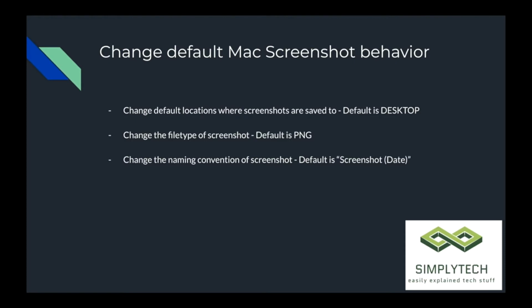As part of the tutorial, we will see how you can change the default Mac screenshot behavior. We'll see how you can change default locations where screenshots are saved to. By default, it is desktop. You can change the file type of screenshot. It defaults to PNG. You can select any others like JPG or GIF, and how you can change the naming conventions of screenshots. The default settings are screenshot suffixed by the current date time, and you can choose any kind of prefix and suffix as you want.